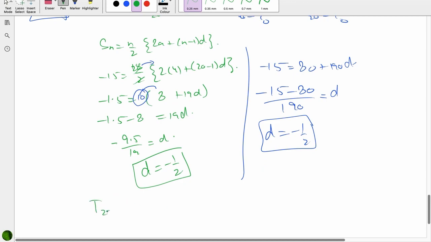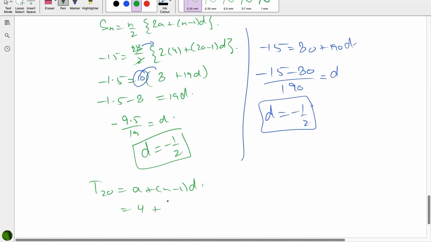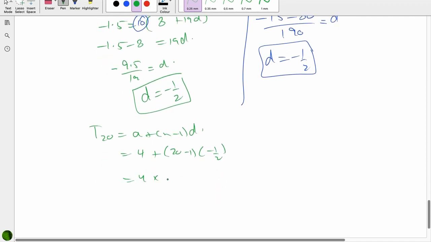And term number 20. So T20 would be equal to a plus (n minus 1) into d. The first term is already there, which is 4, plus 20 minus 1, and d is negative 1 by 2. That is 4 plus 19 divided by 2 with the negative sign. 4 plus negative 9.5 is negative 5.5.